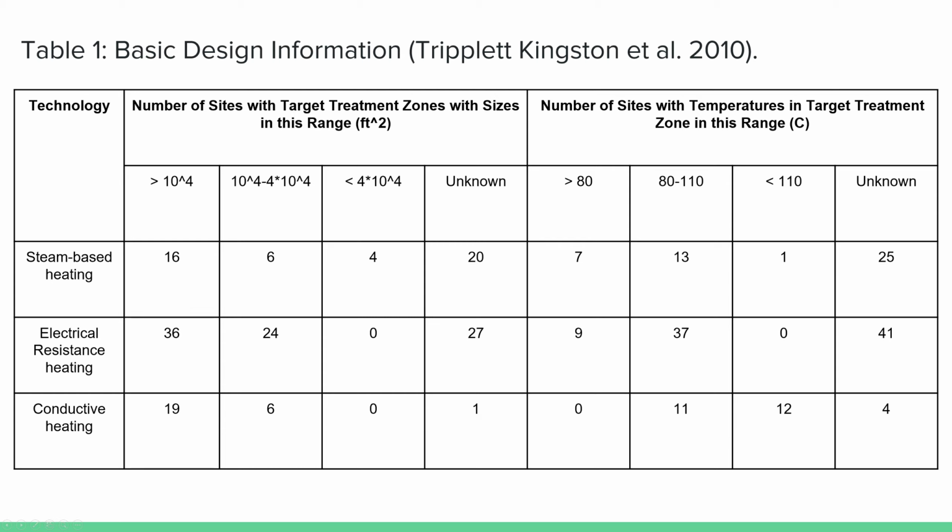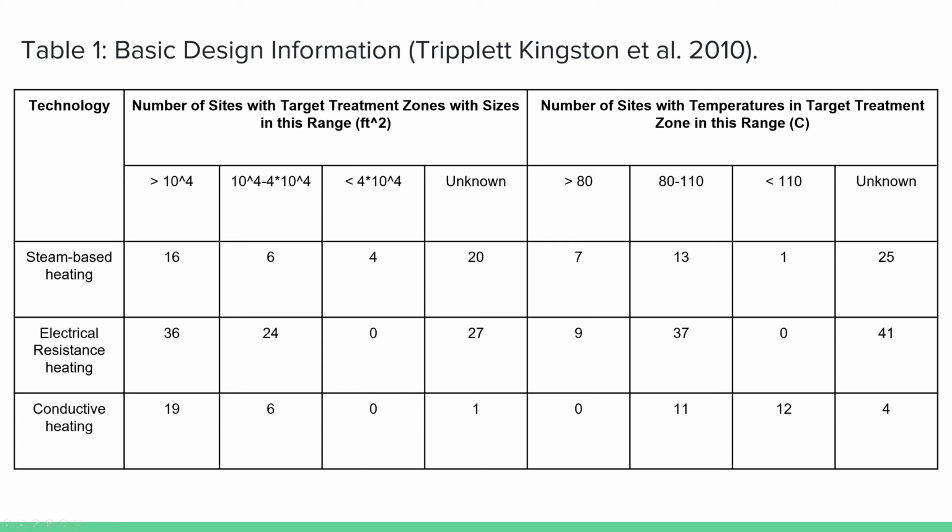Whereas for the case of electrical resistance heating, there is about a similar number of sites within the target treatment zones of sizes both less than 10^4 feet squared and within the range of 10^4 to 4 times 10^4 feet squared, but also having 0 sites in the target treatment zone of a size greater than 4 times 10^4 feet squared.